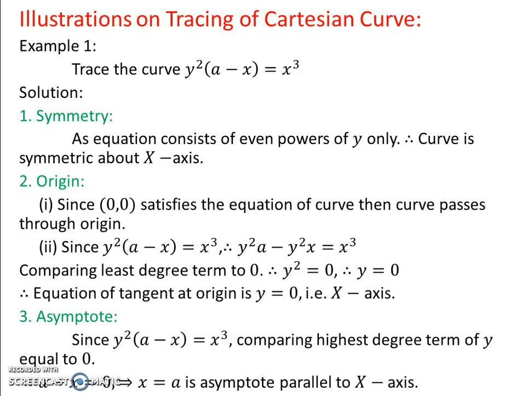x = a is the asymptote, we can say. Make a correction: x = a is the asymptote parallel to the y-axis, not the x-axis. It should be the y-axis.